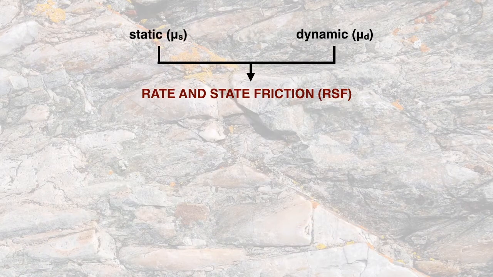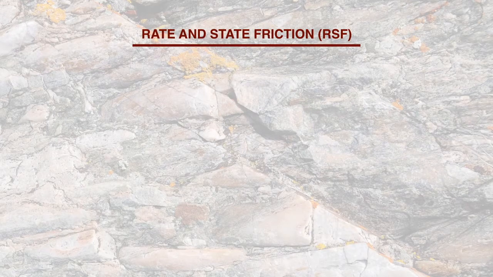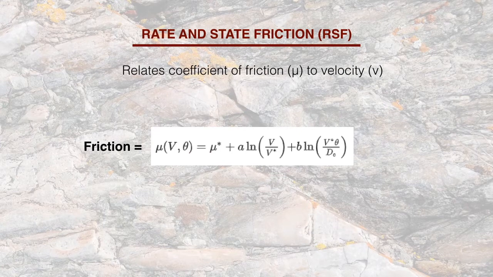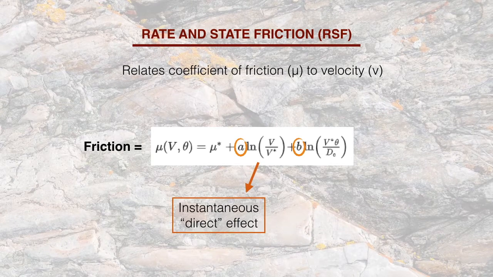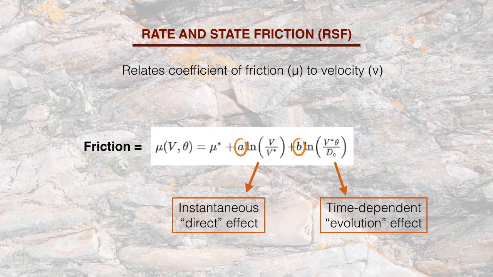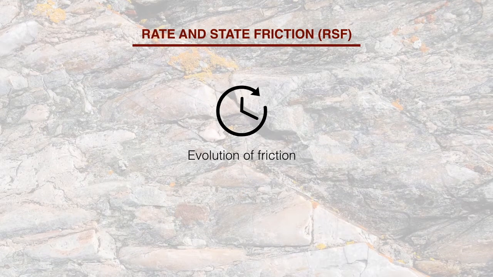Static and dynamic friction are part of a more general description of friction, the rate and state friction. It is a formulation for friction observed from experimental data and provides relations between the coefficient of friction and velocity. A and B are constants for the instantaneous direct effect and time-dependent evolution effect respectively. They represent material properties. As experimental data has become more robust, variations of the rate and state friction have been proposed, but it remains a useful description for the evolution of friction.